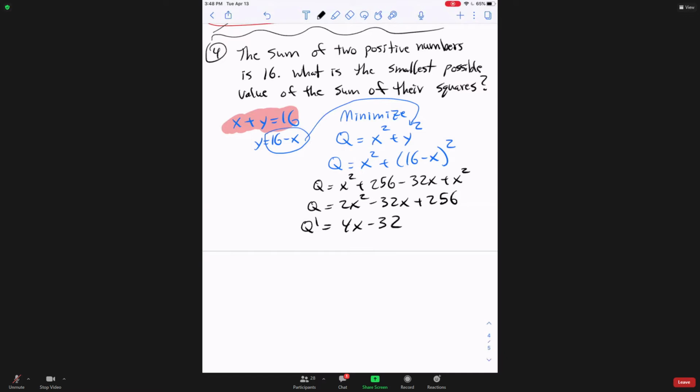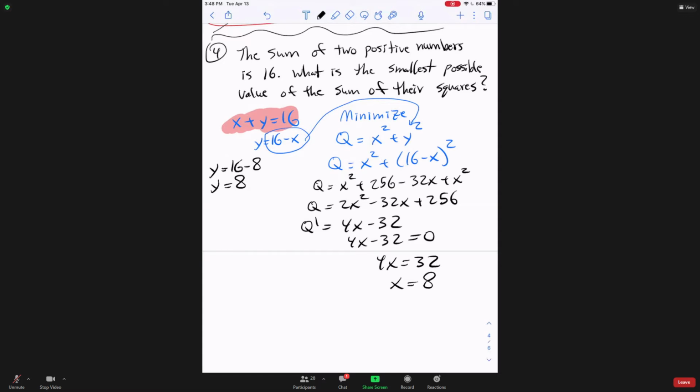Critical numbers occur when the derivative is 0 or undefined. So you take the derivative, set it equal to 0, and we get x equals 8. Now, if x equals 8, what is y? Well, y is 16 minus 8, so y is 8 right here. So it's 8 and 8.